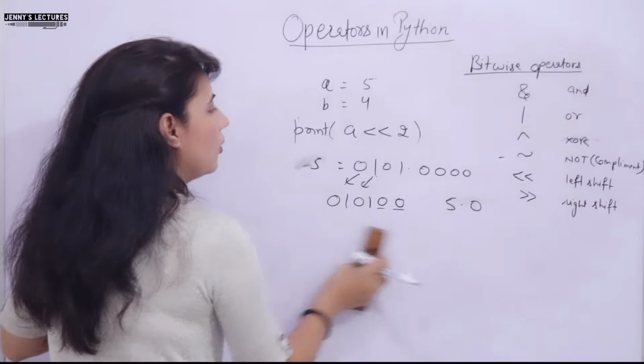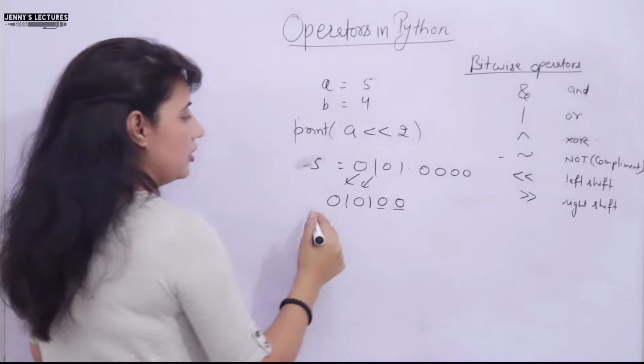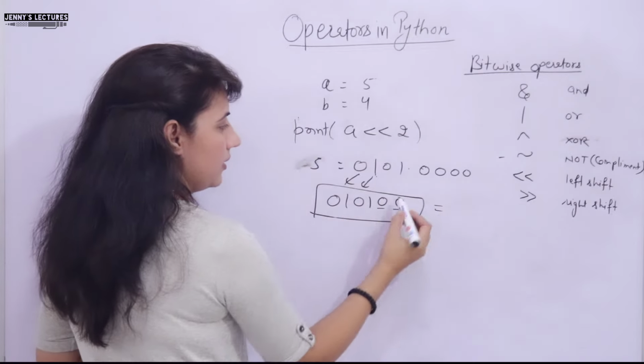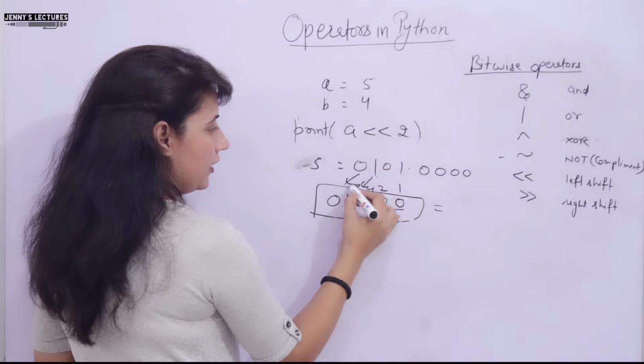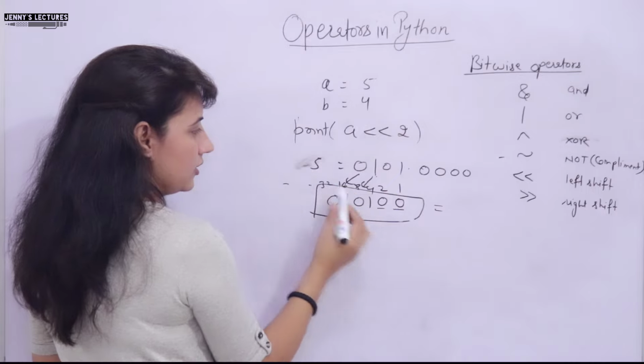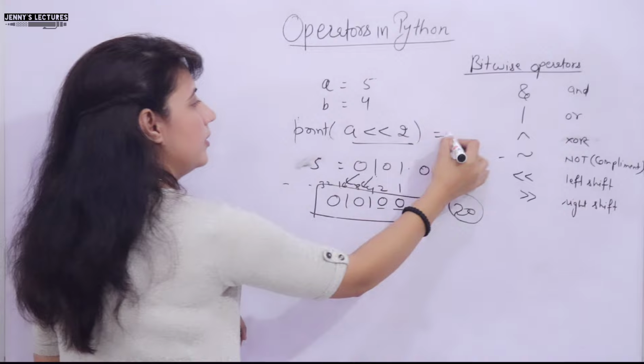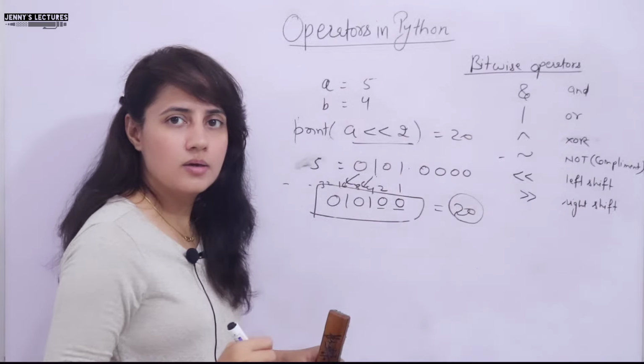So now see, this you will get after left shift by 2. Now what is this decimal number? 1, 2, 4, 8, 16, 32, something like this. So 16 plus 4, 20. So this would be 20.